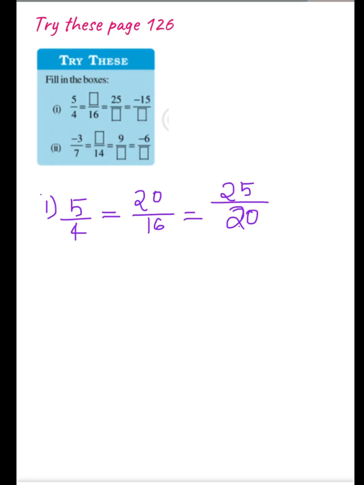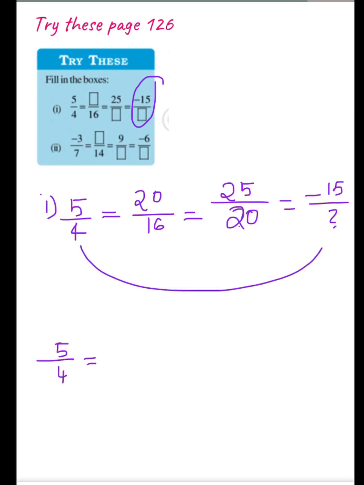Now what is next? Next one is minus 15 by dash. Okay, minus 15 by something. So let's compare these two. That is 5 by 4 equal to minus 15 by something. That means both these are equivalent fractions. So in order to get minus 15, you need to multiply 5 with something. That is 5 into something equal to minus 15. So what is here? You know that 5 into minus 3 is minus 15.